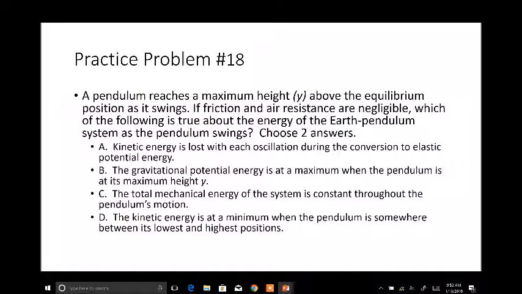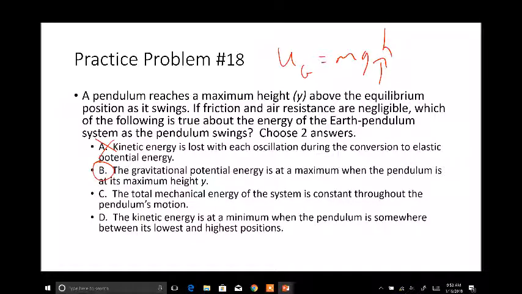Answer A: kinetic energy is lost with each oscillation during the conversion to elastic potential energy. The kinetic energy might be converted to elastic potential energy, but we'll get it back if mechanical energy is conserved. So answer A does not look like a valid choice to me. Answer B: the gravitational potential energy is at a maximum when the pendulum is at its maximum height. Well, remember that gravitational potential energy is equal to mgh, which means that it would be at a maximum when the height is at a maximum. So B looks like a good choice.